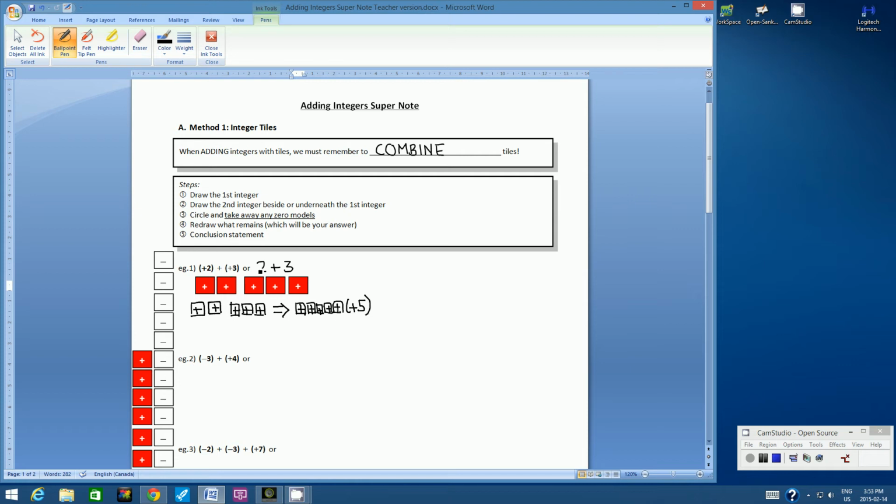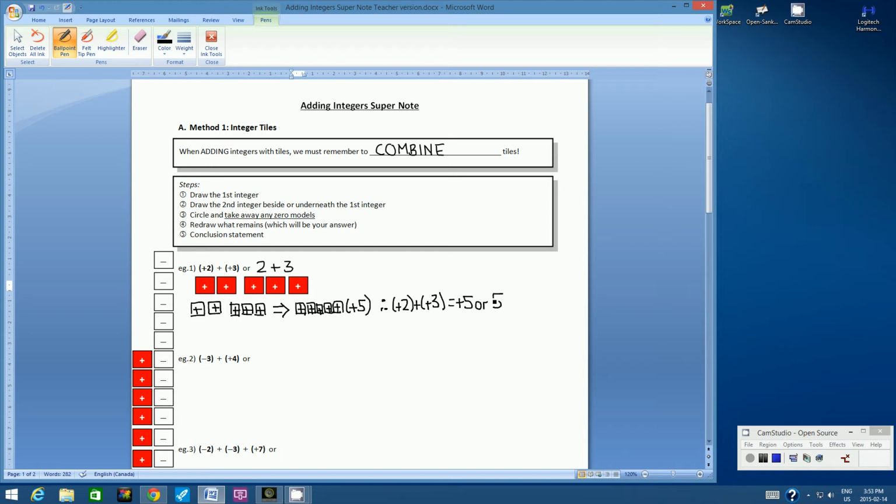Now, our conclusion statement. Therefore, our question was positive 2 plus positive 3 equals positive 5, or simply in standard form, 5. If it's a positive integer, we like to take away the brackets, we like to take away the positive sign. Okay, so we did a lot in that first question. We built the tile models in front of us, then we did the tile solution.